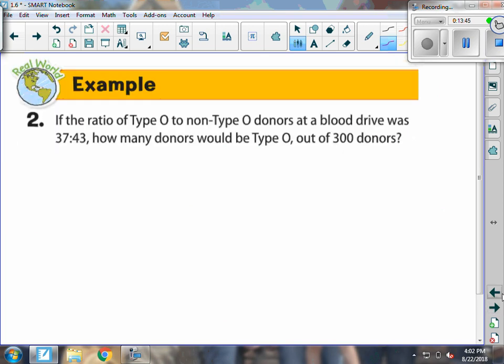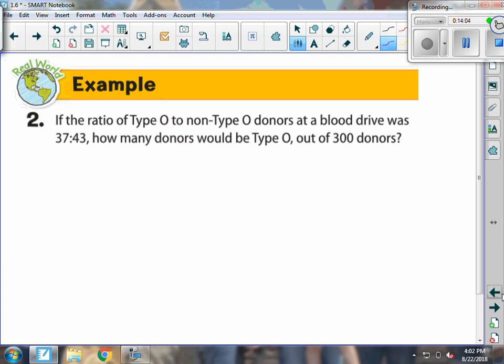Okay, copy this down. If the ratio of type O to non-type O donors at a blood drive was 37 to 43, how many donors would be type O out of 300 donors? So pause this for a moment and write this down.